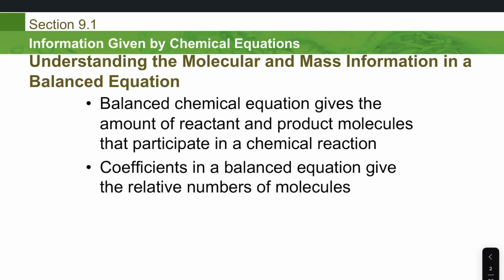So, when we're using chemical equations, we can understand quite a bit from what it gives us. We need to understand the molecular and mass information in a balanced equation. There isn't a ton of mass information that you get out of a balanced equation, but there is plenty of molecular information, especially when it has to do with ratios of one element to another or one molecule to another. And this is where we use the coefficients that we have in the balanced equations that we've used before.